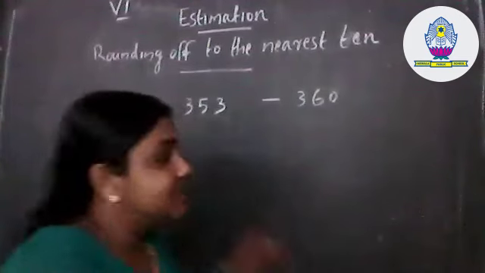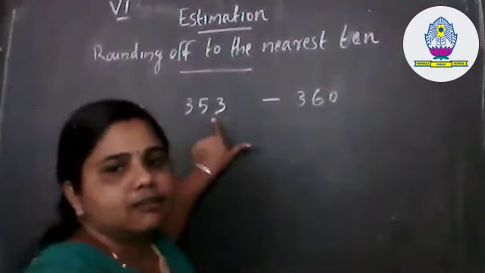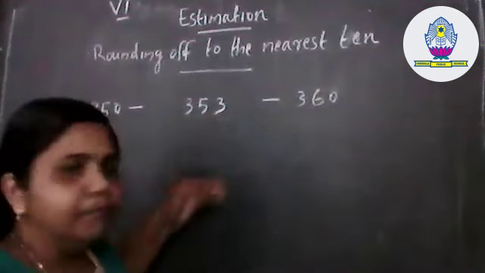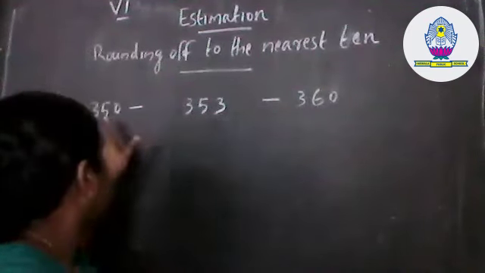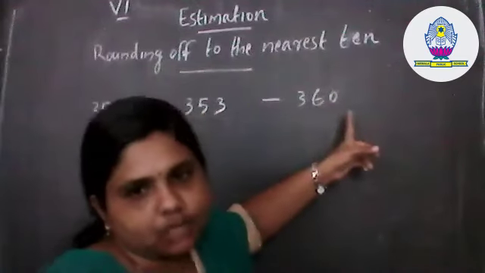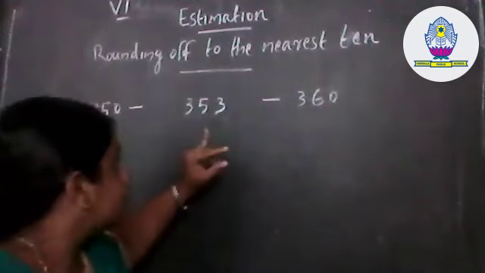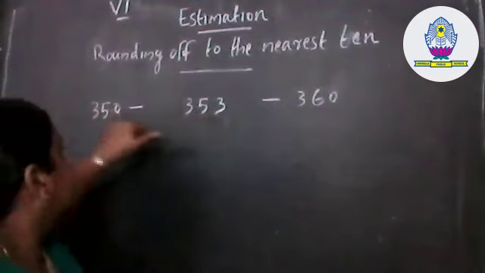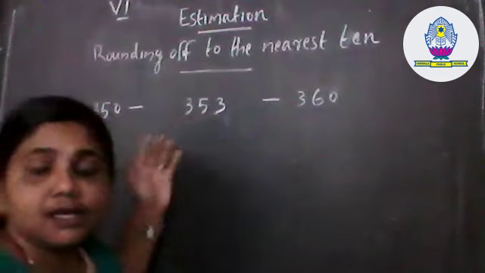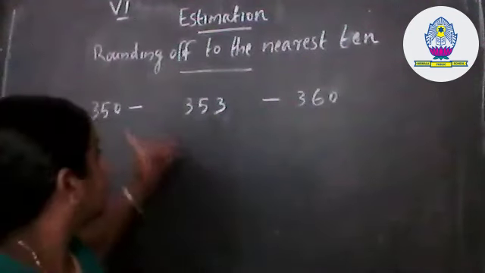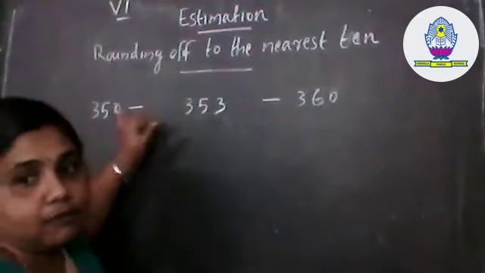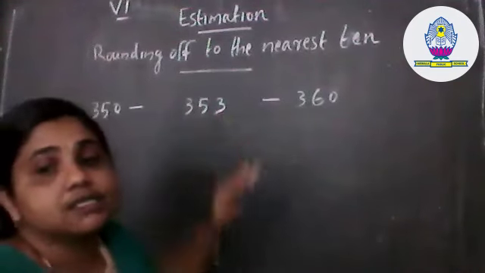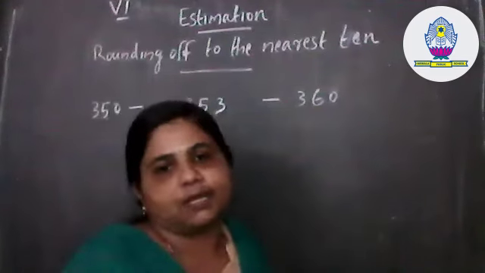Next example, that is 353. 353 is another example, and this 353 is between the two tens, that is 350 and 360. So the nearest 10 of 353 is 350. 353ക്ക് അടുത്ത് നിൽക്കുന്ന 10 ഏതാണെന്ന് ചോദിച്ചാൽ അത് 350 ആയിരിക്കും. കാരണം എന്താണ്? ലാസ്റ്റ് ഡിജിറ്റ് നോക്കുക. ലാസ്റ്റ് ഡിജിറ്റ്, that is the digit in the ones place.